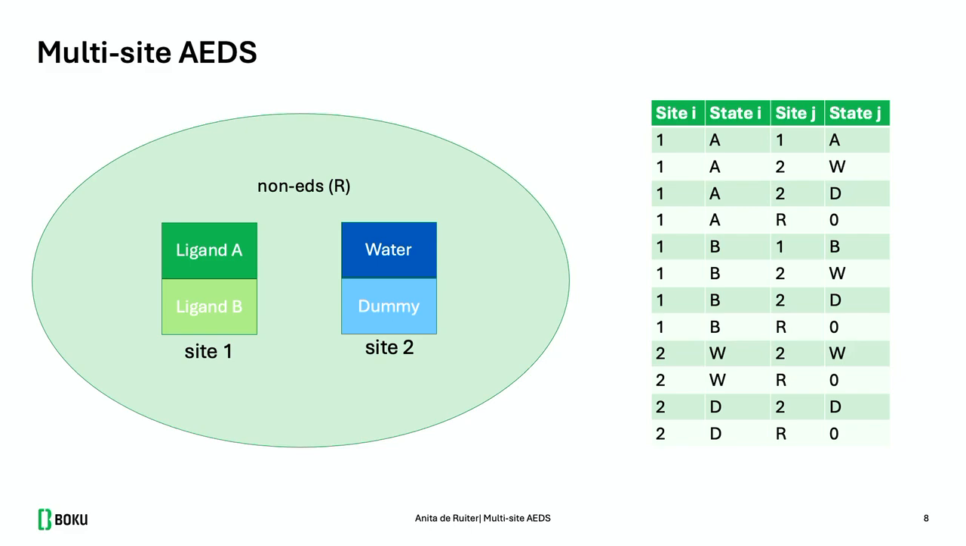For this, we have to store a lot of interactions. So we have to look at ligand A interacting with ligand A. That's okay. But if you're looking at your first AEDS site, it actually interacts with another AEDS site as well. But you don't know at this moment if this rather wants to be a water or a dummy. So we have to calculate each interaction, and of course, also with the non-AEDS. So we have to determine all these energies and store them.